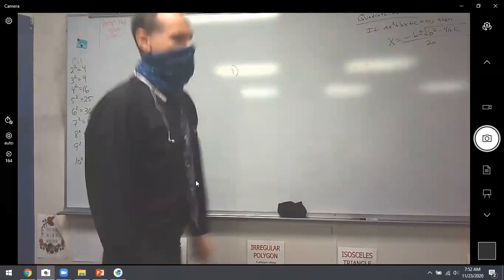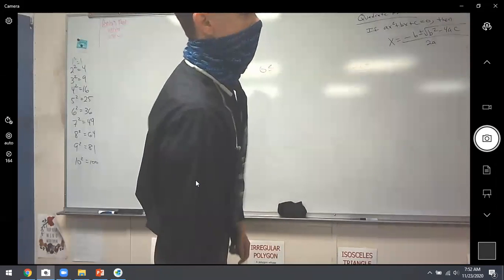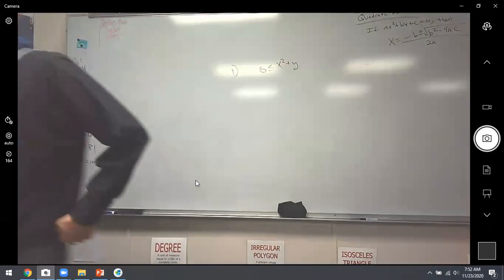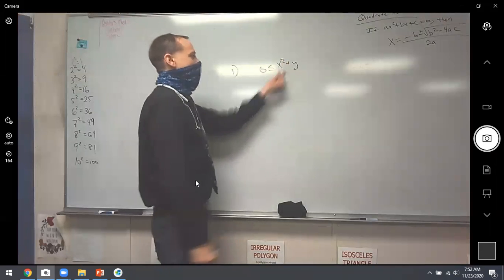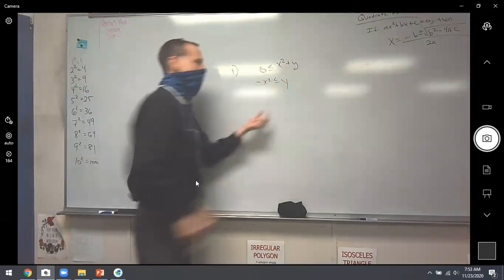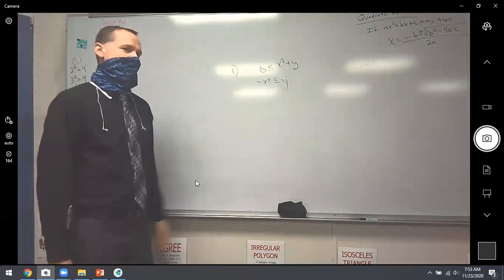So write down number 1. It says that 0 is less than or equal to x squared plus y. Most things you would want to get y by itself. This is no different. You're not trying to graph it or get a feel for it. You want to get y by itself. So I'd probably just subtract the x squared over. And then I'd say that y is greater than, can you read it backwards? y is greater than or equal to negative x squared.